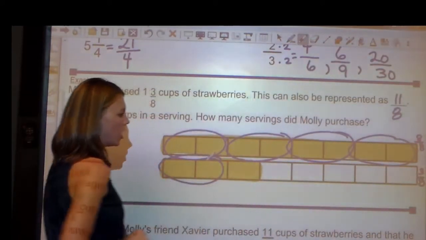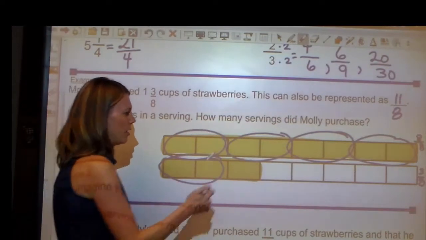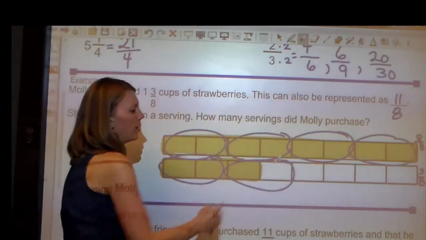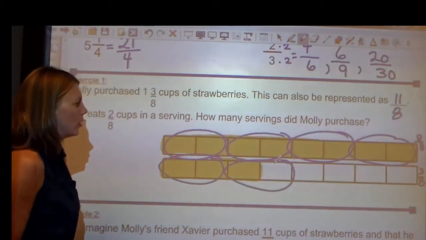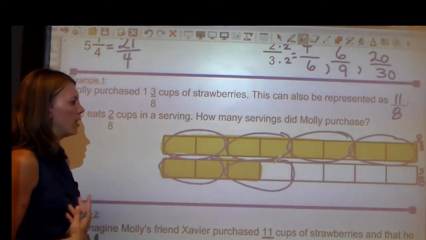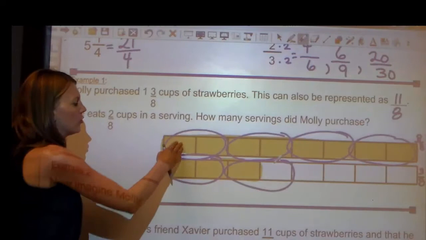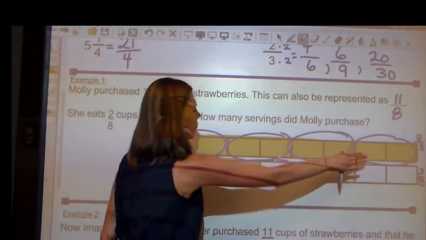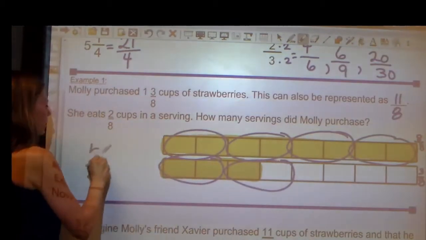And now I only have 1 more shaded, but because I need to circle groups of 2, I do need to include it with one that's not shaded. So if I look at this, I'm going to figure out how many circles do I have, how many servings with both the 2 out of the 8. There would be 1, 2, 3, 4, 5.